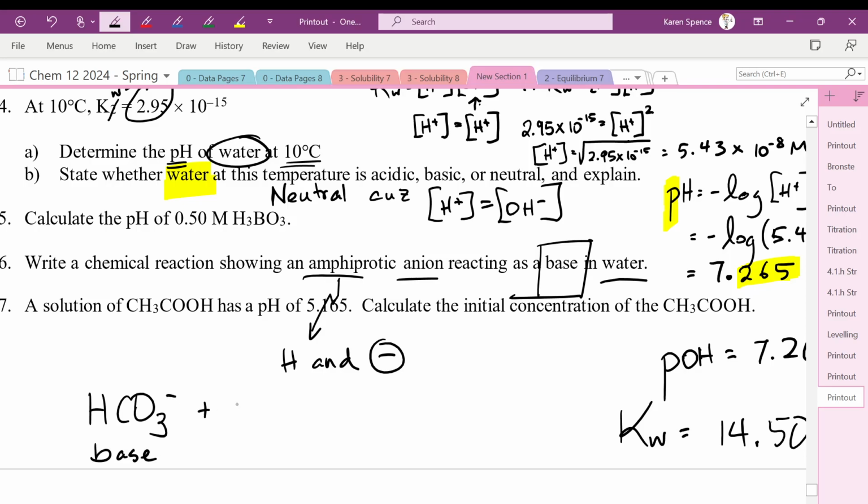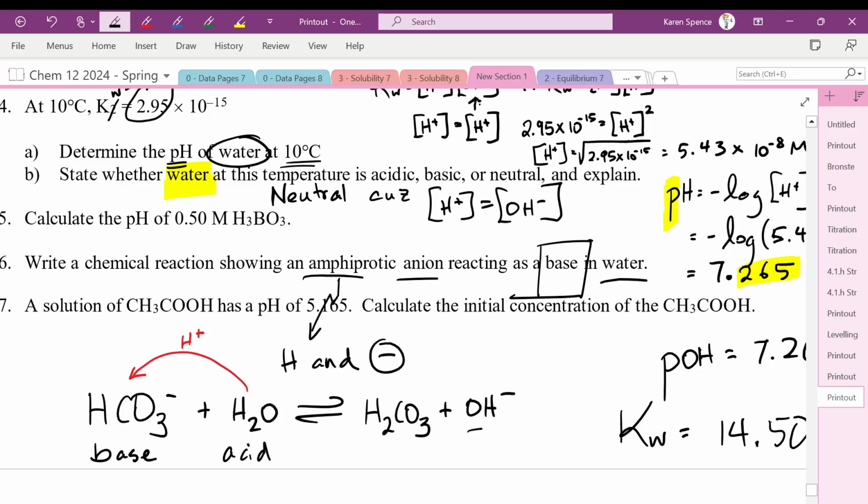So we're going to put it with water because water is amphiprotic. And if HCO3 minus is acting as the base, that means water is acting as the acid. And that means our hydrogen is moving from the water to the HCO3 minus. You wouldn't draw this part, but just to show you what's going on. So we would end up with H2CO3 plus OH negative. And that's it acting as a base because it ends up producing hydroxide.